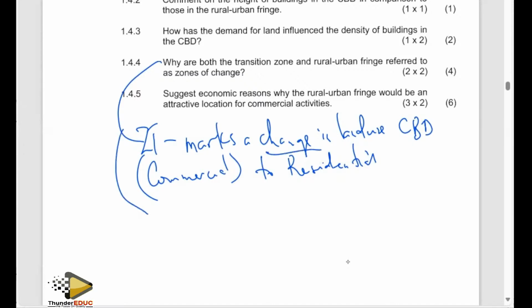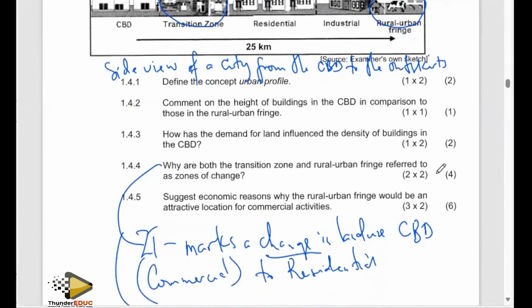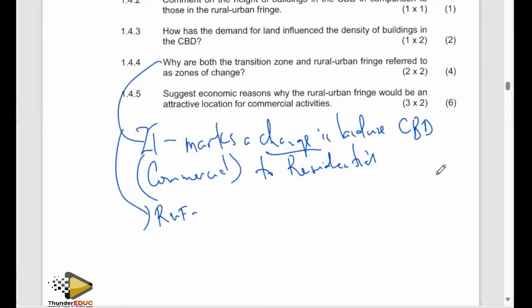And also if you check the rural urban fringe, it is also a zone of change. Why are we saying it's a zone of change? We said it has mixed functions. It's also a transitional zone. There's change there which is happening. It is demarcating commercial, industrial activities which are part of the urban area, and to the extreme, the town or the city has come to an end, which means you're going to a rural area. So it is also marking a change.